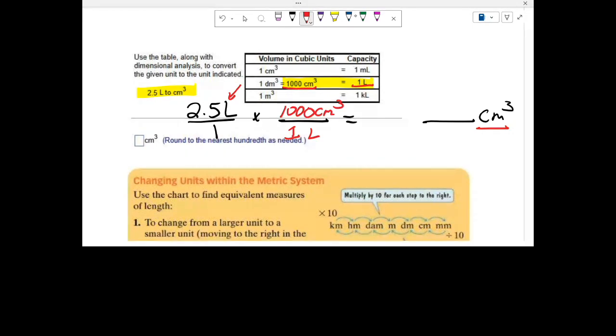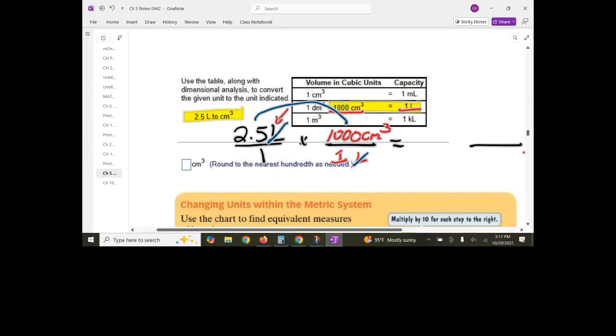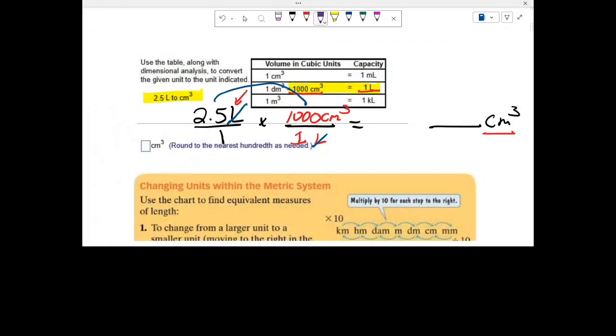So now, my friends, I'm going to come back over here. These liter units are going to cancel. And I'm going to take my calculator. I'm going to ask myself, what's 2.5 times 1,000? 2,500. Okay, so I'm going to come back over here and we're going to put 2,500. 1 times 1 is still 1. And when we divide that out, 2,500 divided by 1 is still 2,500. Boom. And we're done.